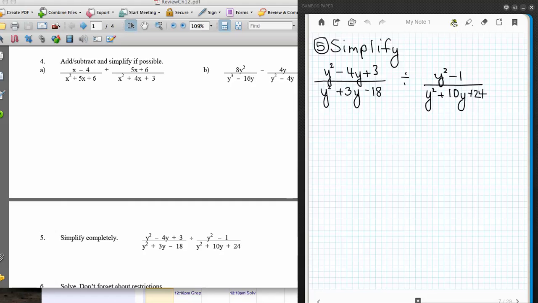We're going to simplify this rational expression, or simplify this quotient of rational expressions. It's a division problem, same as we did when we just simplify. Besides, we have to apply how to divide fractions.